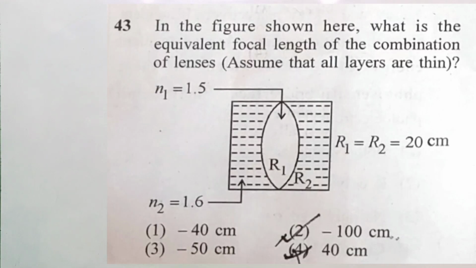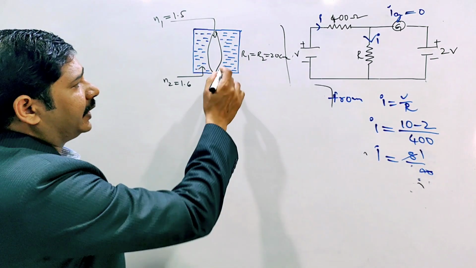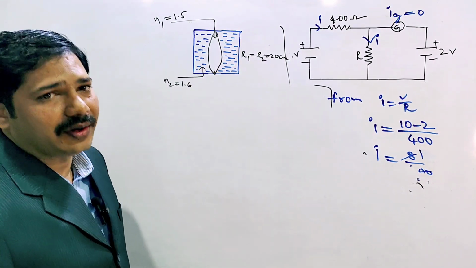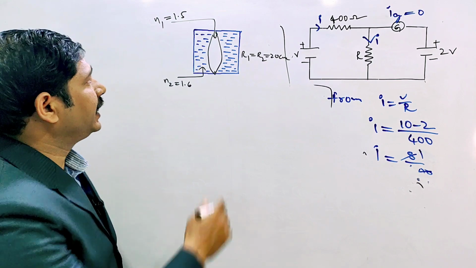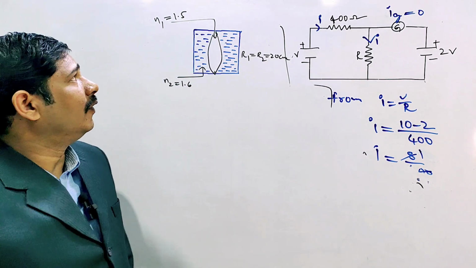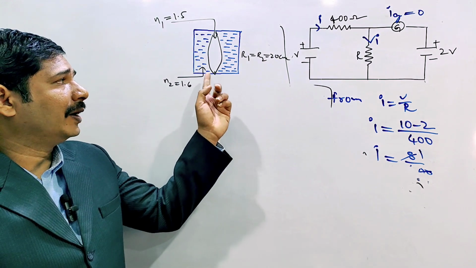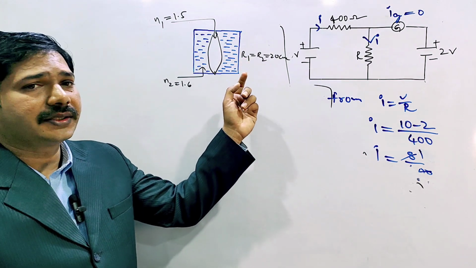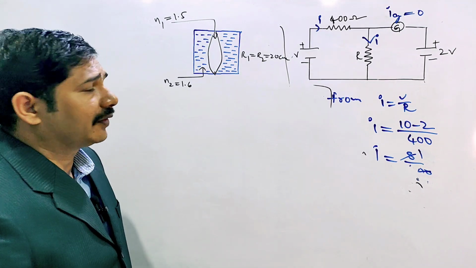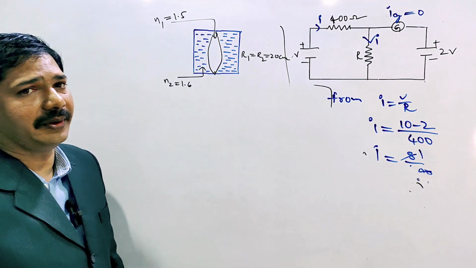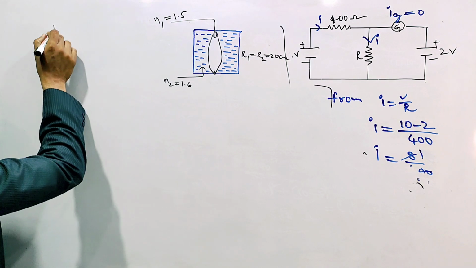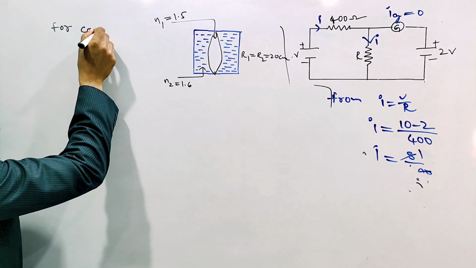Next question, you can check. In the figure shown here, what is the equivalent focal length of the combination of lenses? Assume that all lenses are thin. Diagram is given. One convex lens is given, and on the other two sides, two plano-concave lenses are given. The refractive indices are also given. So for the convex lens, n1 equal to 1.5.